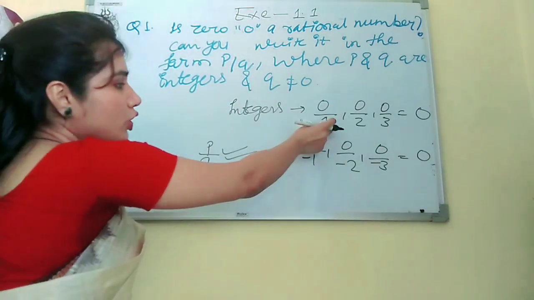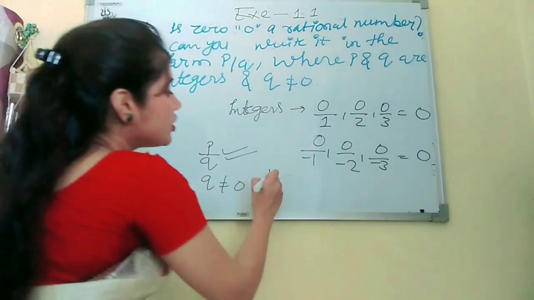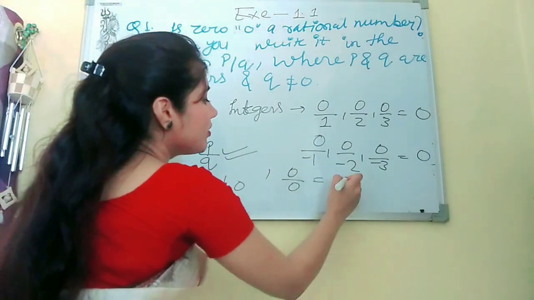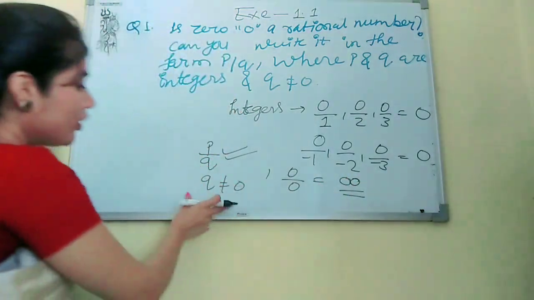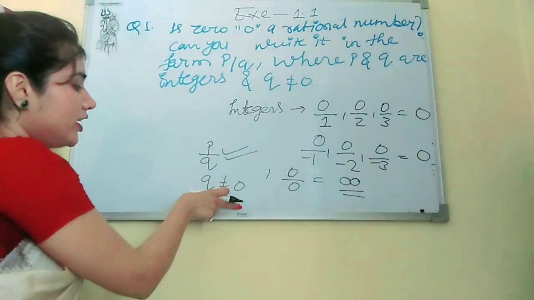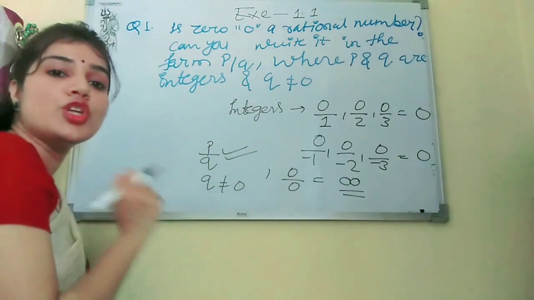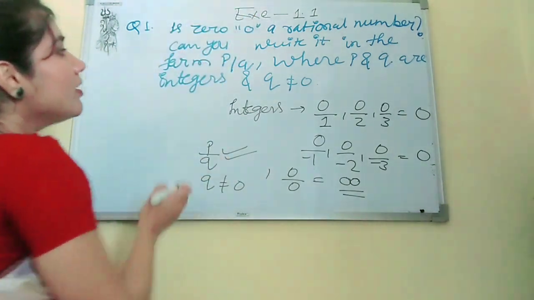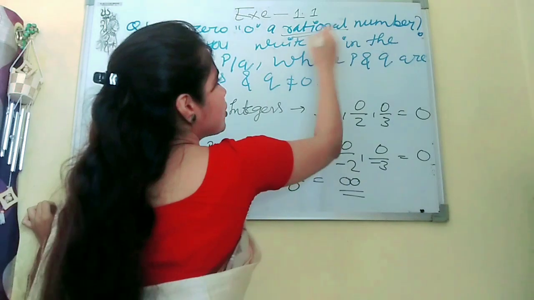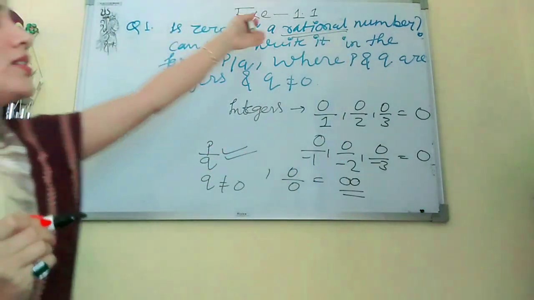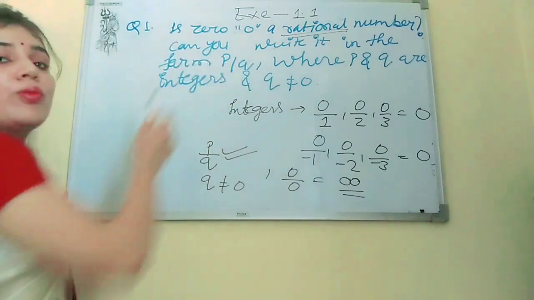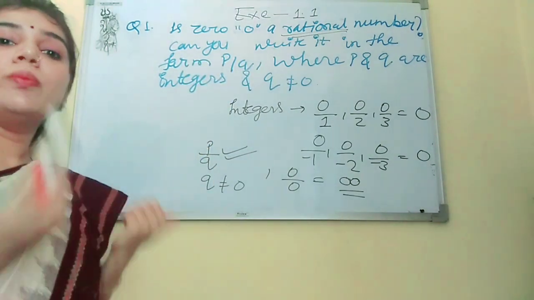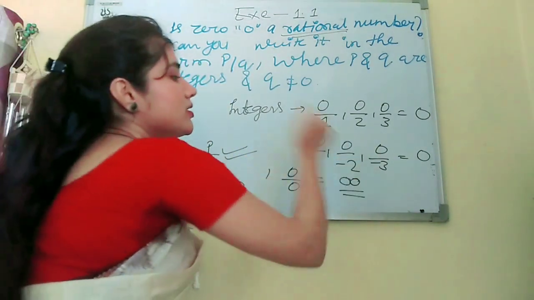Can we put 0 here? No, we can't put it here. If we put 0 by 0, what will we get? We will get infinite, which is not possible. So this is also following the condition, q is not equal to 0. So 0 is a rational number. So our answer is 0 is a rational number, and we can write it in the form of p by q, where p and q are integers.